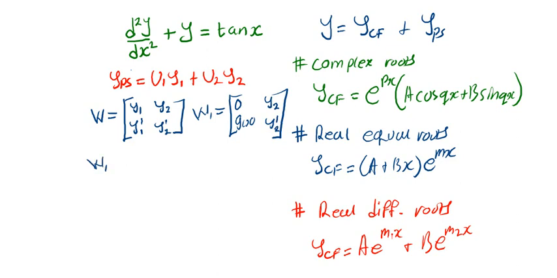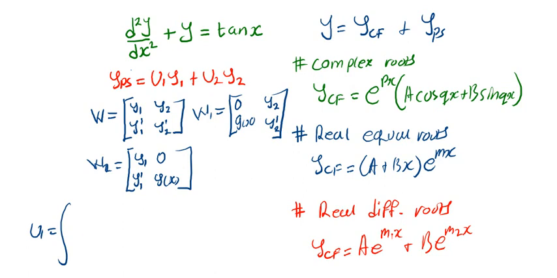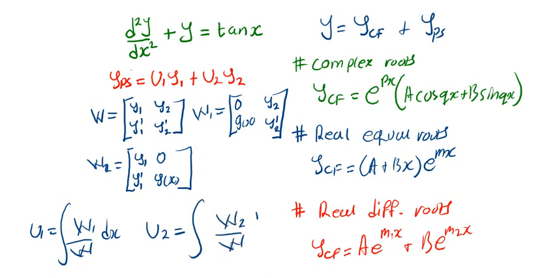Then your W2 will be equal to the determinant with y1, y1 prime, then 0, then g(x). Where you get your g(x) is simply what you have after the equal sign of the second order non-homogeneous differential equation. So how do we take advantage of what we have here to get our u1 and our u2? Our u1 will be equal to the integral of W1 divided by W dx, then our u2 will be equal to the integral of W2 divided by W dx.